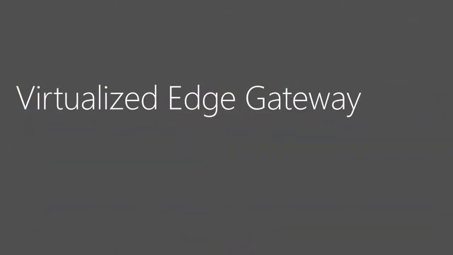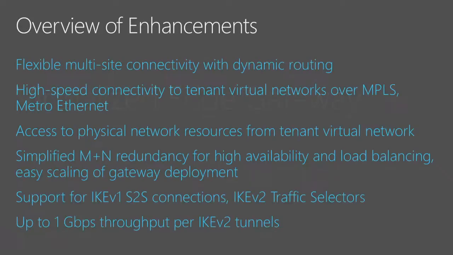Now let's delve into every individual virtualized function that we have added. Let's start with the virtualized edge gateway itself, and look at the enhancements that have been done there. The first and foremost is flexible multi-site connectivity with dynamic routing. If you have deployed R2, you will know that if you have multiple connections coming from a single tenant to the gateway, you always had to terminate all of them on a single gateway on the cloud side. So you could not bring two very high capacity ones. We have done away with that limitation in vNext.